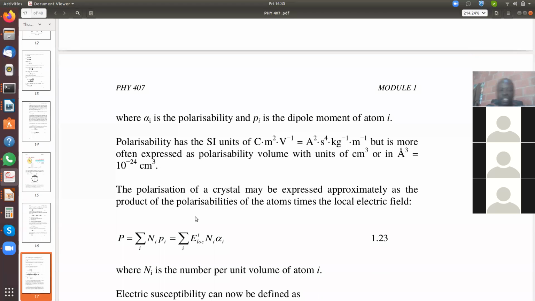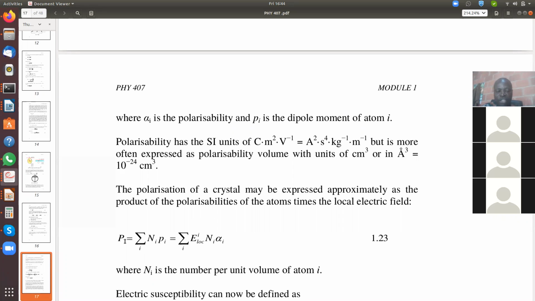Polarization of a crystal may be expressed approximately as the product of the polarizability of the atoms times the local electric field. So if you are defining what polarization is, it is just the product of two quantities. And what are those quantities? The polarizability of the atoms times the local electric field. That is, each of the atoms has its own polarizability, then multiplied by the local electric field per atom. So you have what is called polarization.